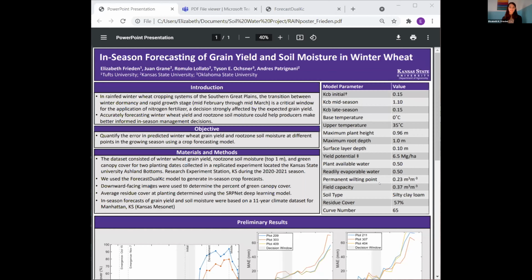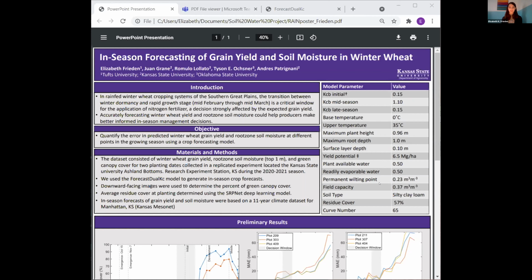So the winter wheat growing season in the Southern Great Plains region has several stages, and understanding and being able to predict these stages and how these stages affect final winter wheat grain yield allows farmers to make decisions that affect and increase their final grain yield at the end of the season. And one of these critical periods is the transition between winter dormancy and rapid growth stages, which occurs between mid-February and mid-March.